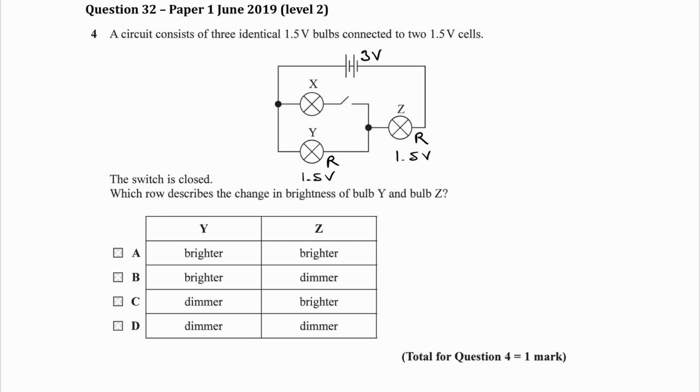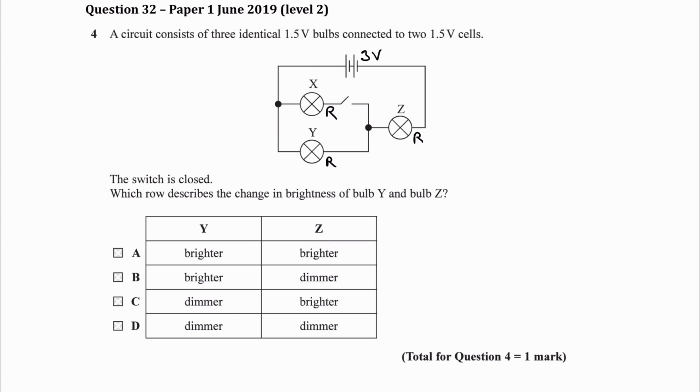Now, when we close the switch, things change. Now we have X and Y being in parallel. Now, in reality, when you change the voltage or current through a bulb, its resistance will change. So the resistances will no longer actually all be the same. But either way, the end answer will be the same. So I'm just going to consider that they all have identical resistance, and that will just make the explanation much easier.